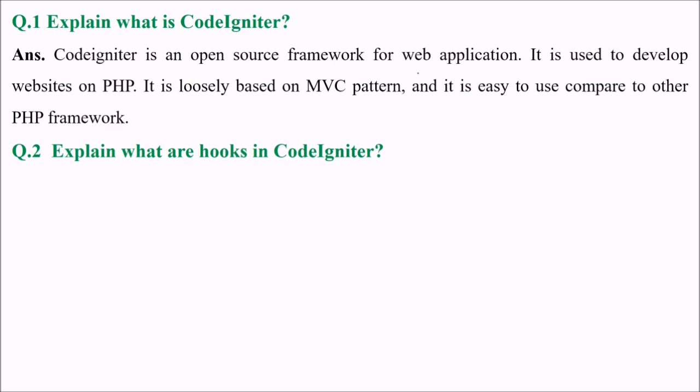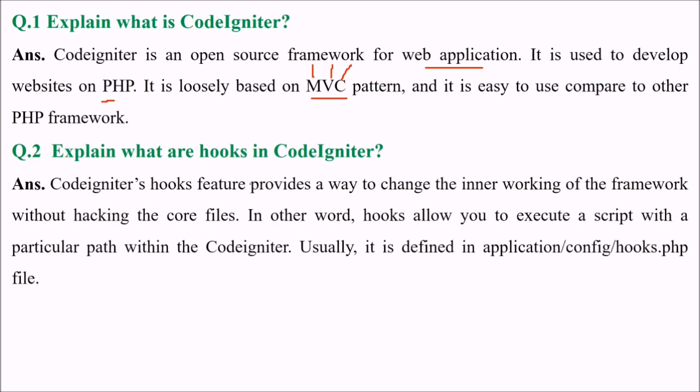CodeIgniter is an open source framework for web applications, and essentially it is used to develop websites in PHP. It is a loosely based MVC pattern, that means model view controller pattern. When you download CodeIgniter from the website, you will see the model folder, view folder, and controller folder, and there is a scheme followed by CodeIgniter which makes your programming and application making quite easier and efficient.